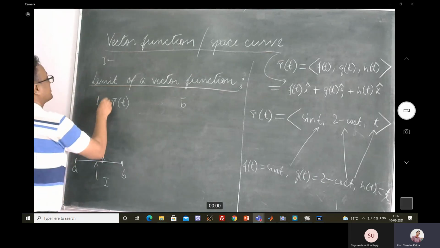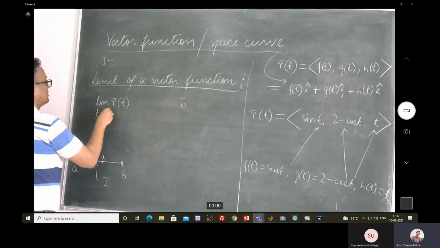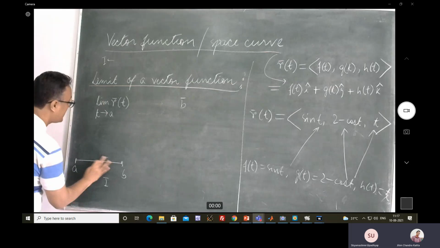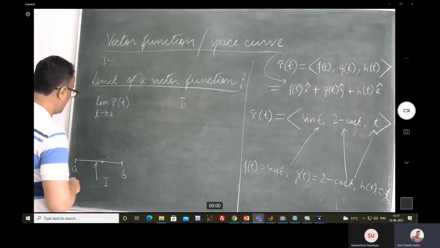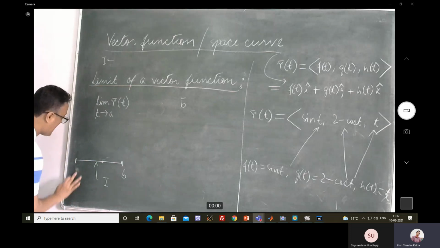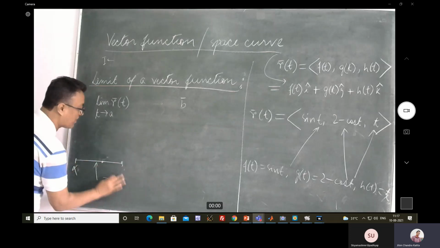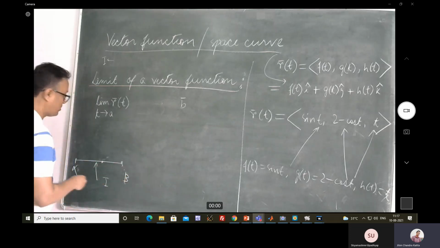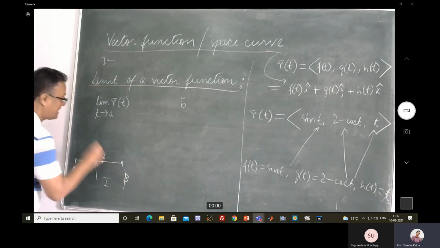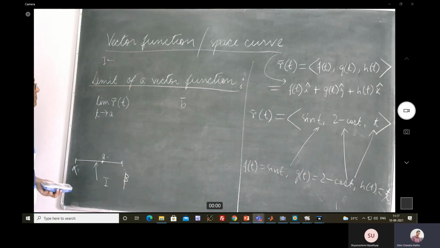Sir, please don't take the point as A. AB is the interval, A is already in AB. Yeah, thank you. So what should I take? Maybe I'm going to take the interval as alpha beta. Thank you. I'm going to take this interval as alpha beta. And there is a point A lying in this interval alpha beta.